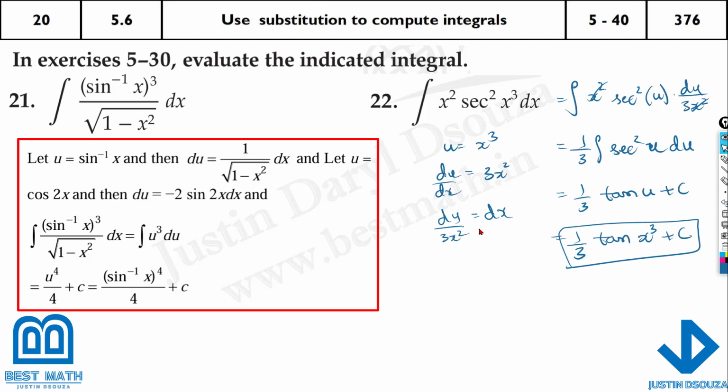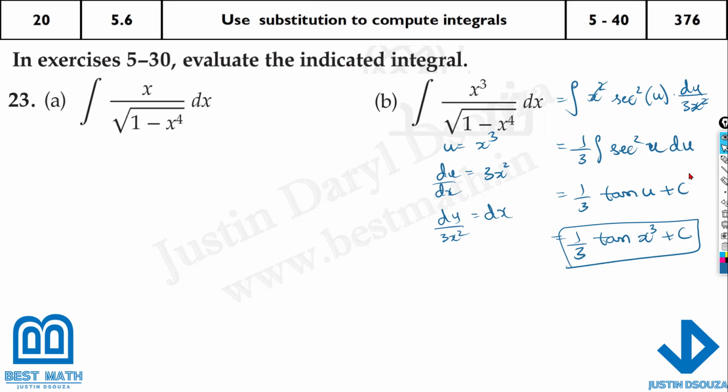This is the correct answer. I have not made any error over here. It'll be tan x, and yes, you have to substitute whatever was u back over here, and it'll be x cubed. So please consider this the correct answer and ignore what was there in the solution set. I'll just leave it over here for a second. You can write it down, pause the video, take a screenshot or something.